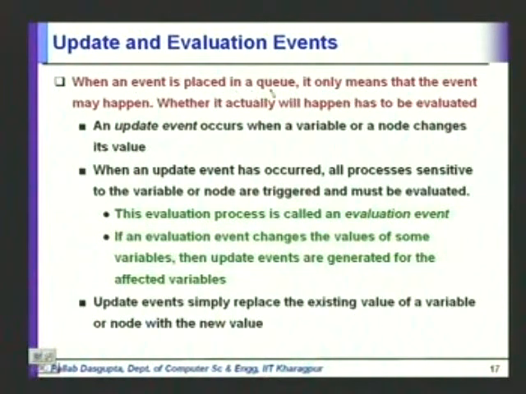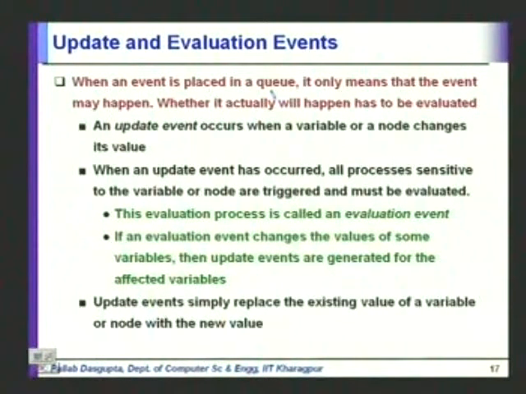When an event is placed in a queue, it only means that the event may happen, right. I will explain why it is the case. Whether it actually will happen has to be evaluated. Why do we say that it may happen? Because that event will happen sometime in the future. Now in the intermediate period from the current time up to that future time, it is possible that other events will happen, and as a result of the other events, that event will have no effect, okay. We are going to see examples of this kind of situation. So just because we have an event in the queue, it does not mean that it is finally going to affect anything.